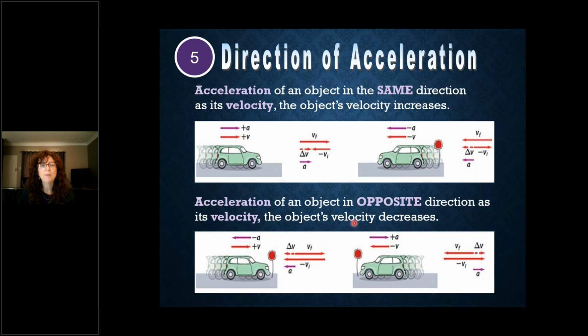Now, what will happen if the acceleration and the velocity are in opposite directions? The object's velocity will decrease. As you can see here, it is decelerating to the stop sign. So when that is happening, the velocity decreases. Why? Because the acceleration is therefore in the opposite direction.